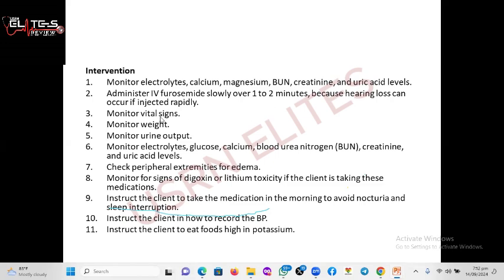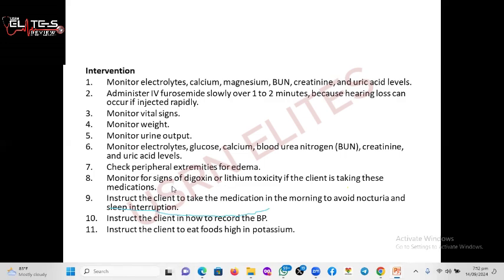then you monitor uric acid levels, because we said that it could lead to hyperuricemia. So you need to monitor uric acid level. Then to prevent the hearing loss, you must make sure that you are giving it over 1 to 2 minutes to prevent that side effect. You monitor the vital signs. Electrolytes, very, very important. Potassium level, you need to monitor that. You check the peripheral extremities for edema, because in essence, we are giving this to help remove more fluid from the system. So you need to.